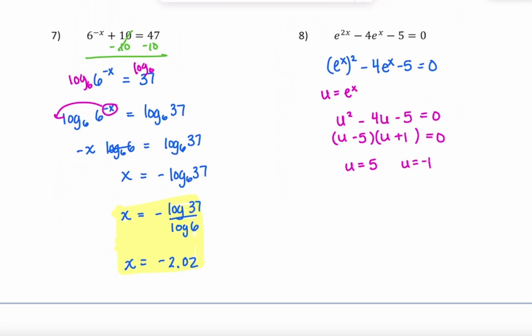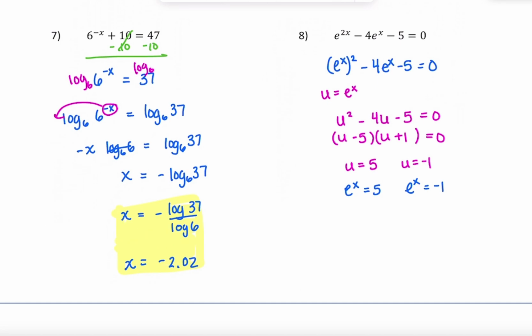Great, I solved for u. Let's put the e to the x back because ultimately we want to know what x is. So e to the x equals 5, or e to the x equals negative 1, and you really have two mini exponential equations. Right, let's look at the first one. E to the x equals 5, can't match bases, so we're going to have to take the log of both sides. And because there's an e, I'm going to take the ln of both sides.